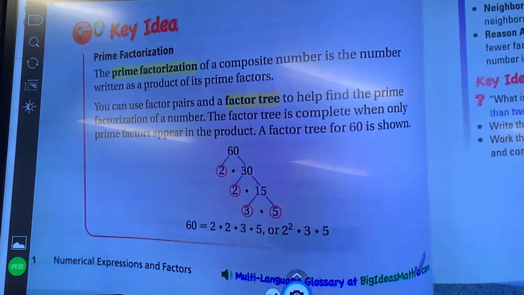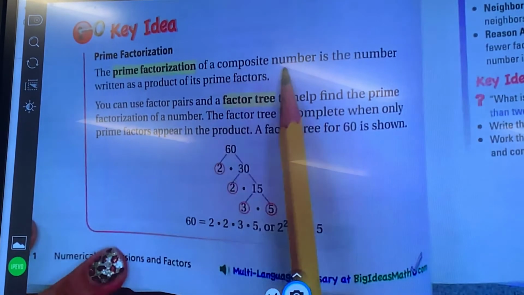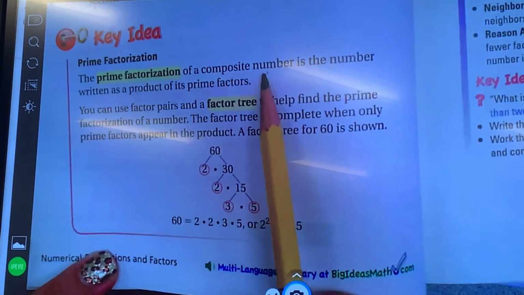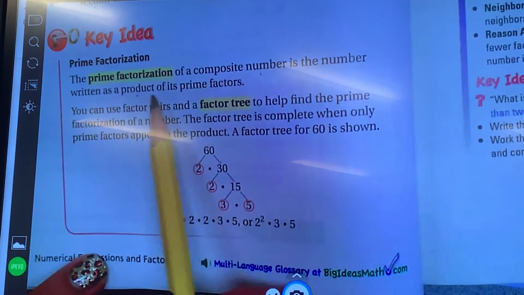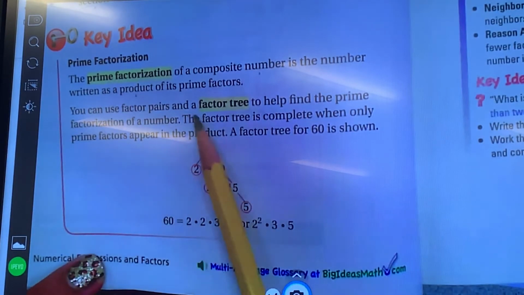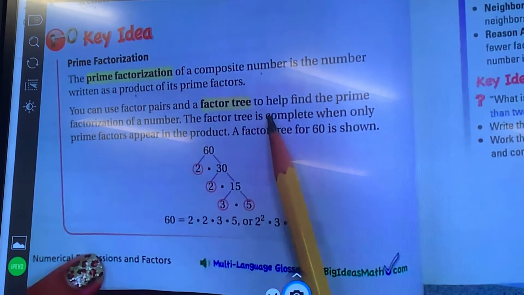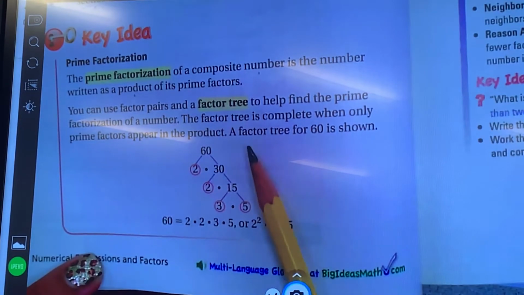But in our textbook, it describes prime factorization of a composite number is written as a product of its prime factors. Lots of academic vocabulary in here. Composite number, a number with more than two factors, written as a product, so an answer to a multiplication problem, of its prime factors, only factors with one in itself. You can use factor pairs and a factor tree to find the prime factorization of a number.